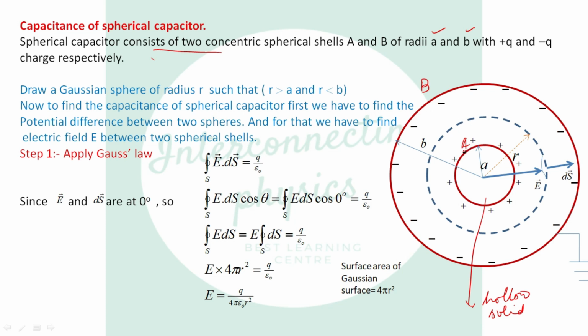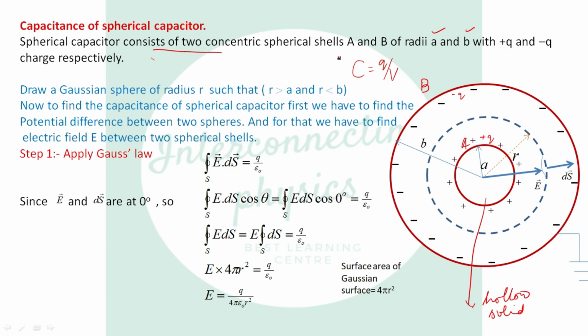Let us say the radius of the inner sphere is a and the radius of the outer sphere is b. So this is the construction of a spherical capacitor, and plus q charge is given to the inner shell and minus q charge is given to the outer shell. We have to find the capacitance of this spherical capacitor, and we know the formula for capacitance, that is C equal to Q over V.